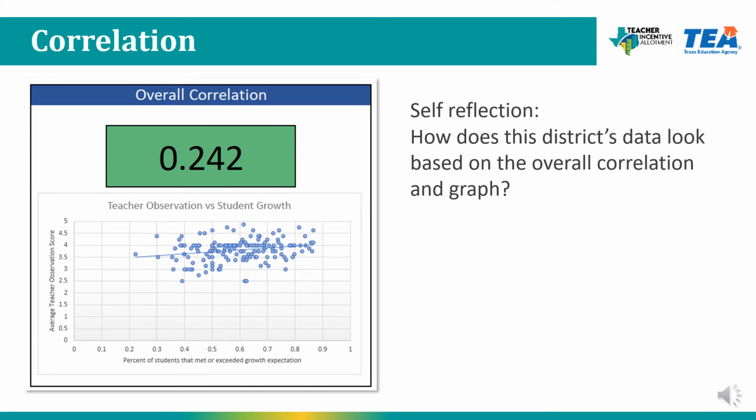This is also a great time to identify key outliers that may exist in the dataset that then could prompt a further deep dive into why those outliers exist. Correlation is one of the most important parts of the data validation process, and it is important for a district to focus on having strong correlated data for purposes of the teacher incentive allotment.